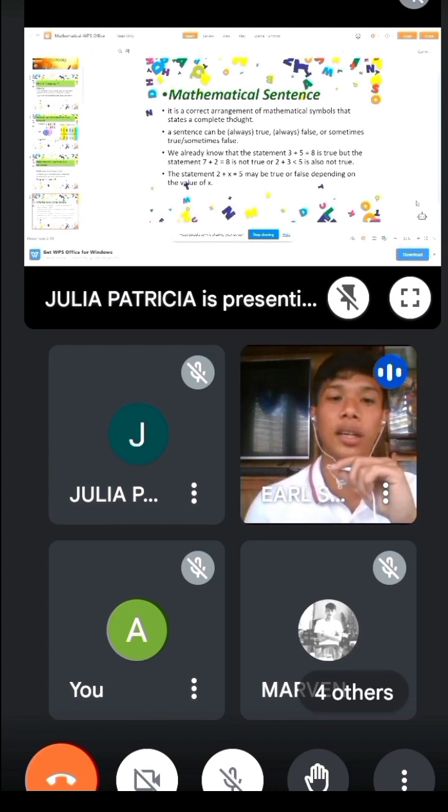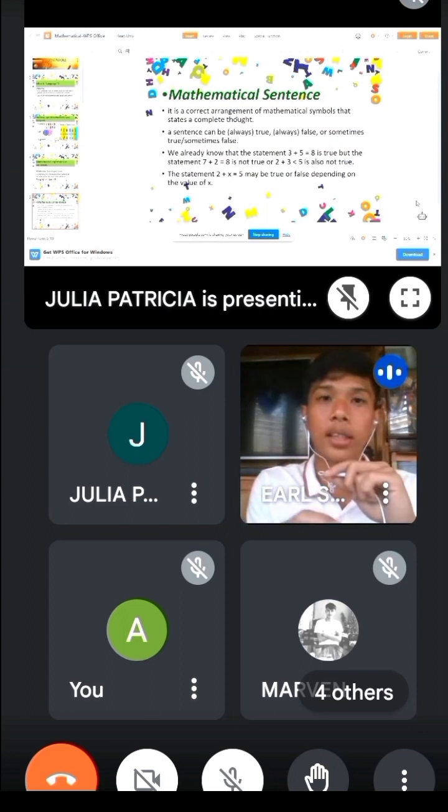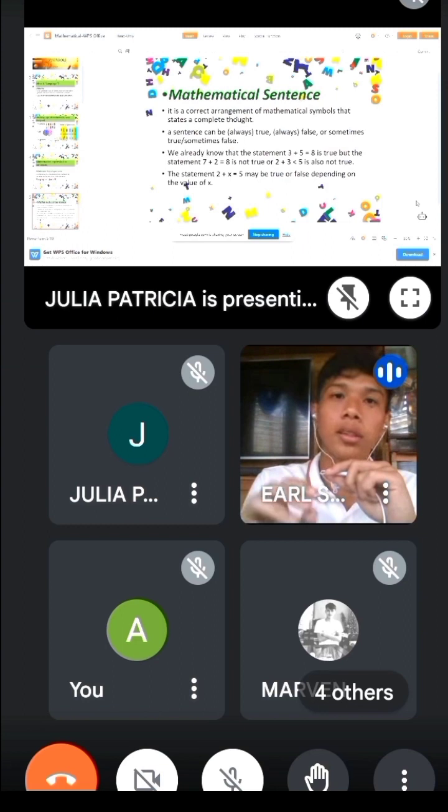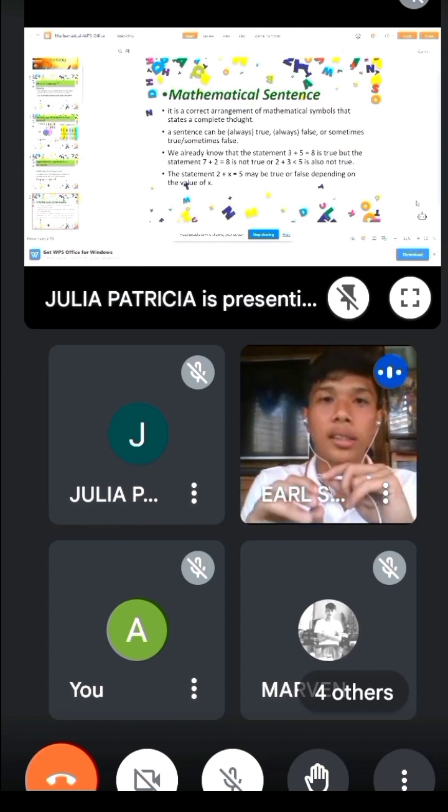Let's have an example here. The first example is 3 plus 5 is equal to 8. This statement is true because if you add 3 and 5, it is equal to 8. Another example is 7 plus 2 is equal to 8. This statement is false because if you add 7 and 2, it is equal to 9 and not 8. Another example is 2 plus 3 is less than 5. This statement is also false because 2 plus 3 is not less than 5. It is equal to 5, and the symbol used there is not correct.